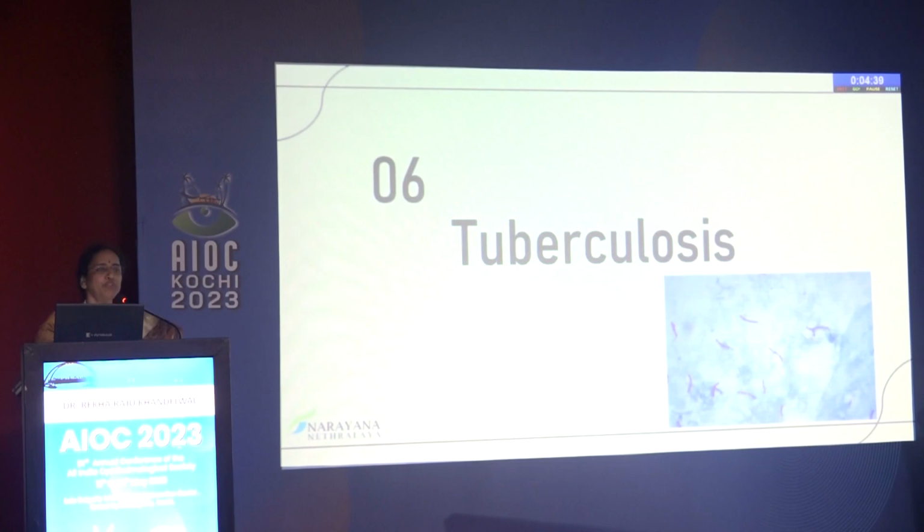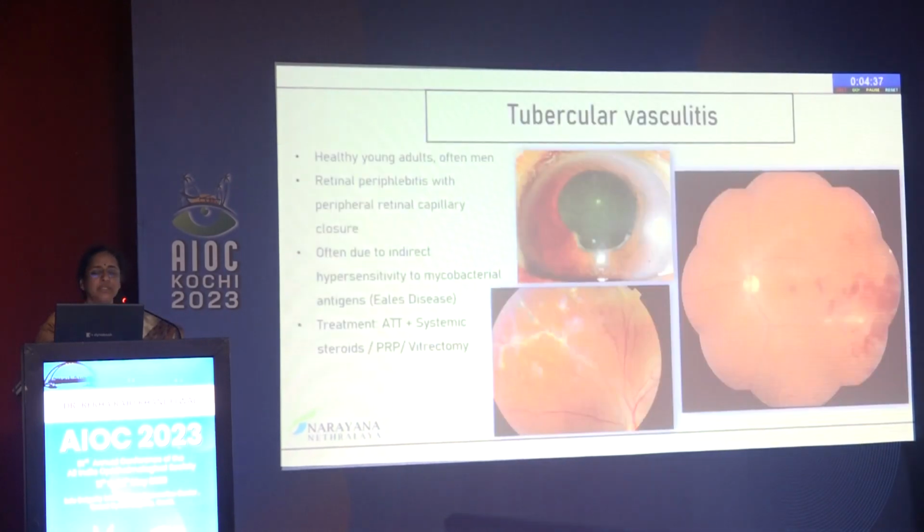The next we'll move on to tuberculosis. Tuberculosis has granulomatous panuveitis. What we commonly see is a retinal vasculitis. Here we could see a scar along the vessels, which could be one of the clinical clues to pick up tuberculous vasculitis and also differentiate it from sarcoidosis.